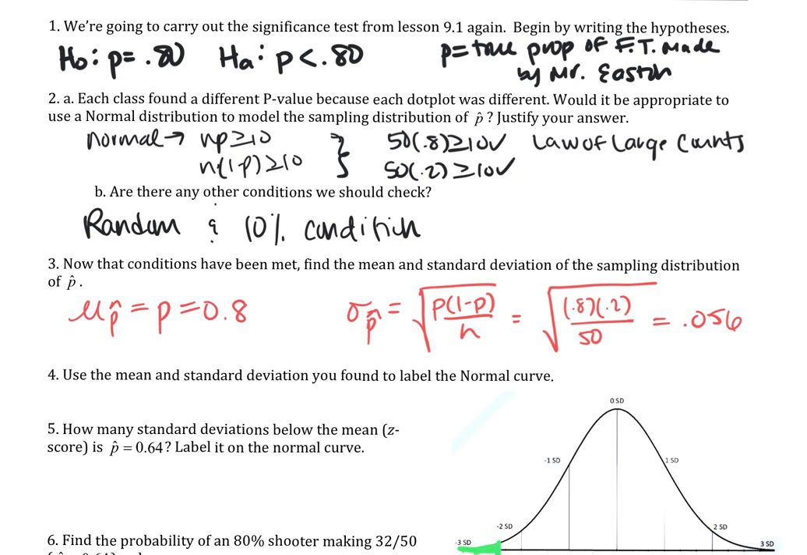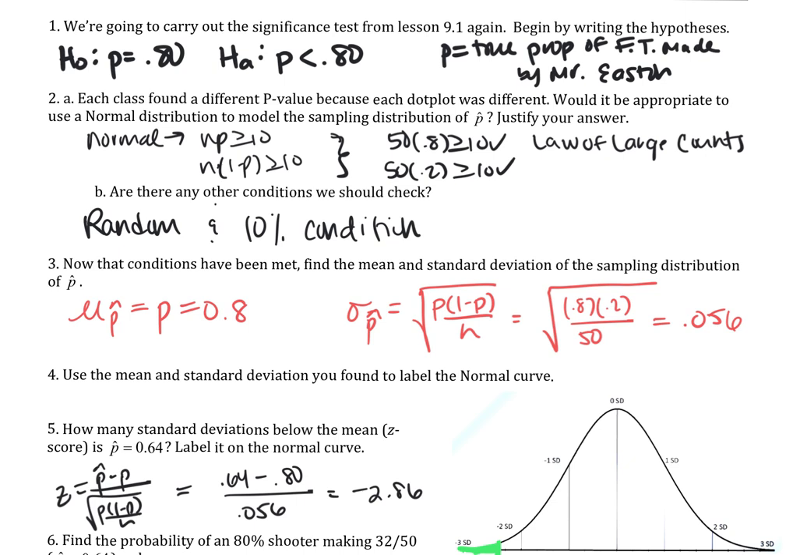For question 5, it says how many standard deviations below the mean is the p hat value? Let's find this. Remember, our z-score formula is z equals p hat minus p over the standard deviation. So we know p hat is 0.64, p is 0.80 and standard deviation is 0.056. This gives us a value of negative 2.86.